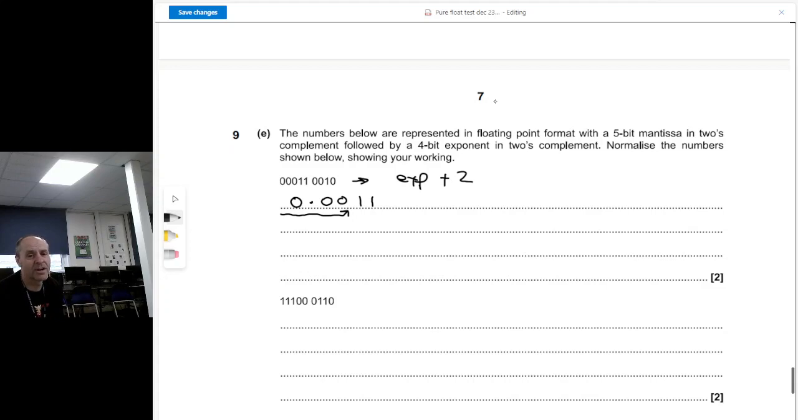Now this time I'm going to go right. So I'm going to go 1, 2. So I've gone right, so I've actually made this number larger. That gives me an exponent of -2. It was originally +2. So what does that make the overall exponent? 0. So overall, the exponent is 0.